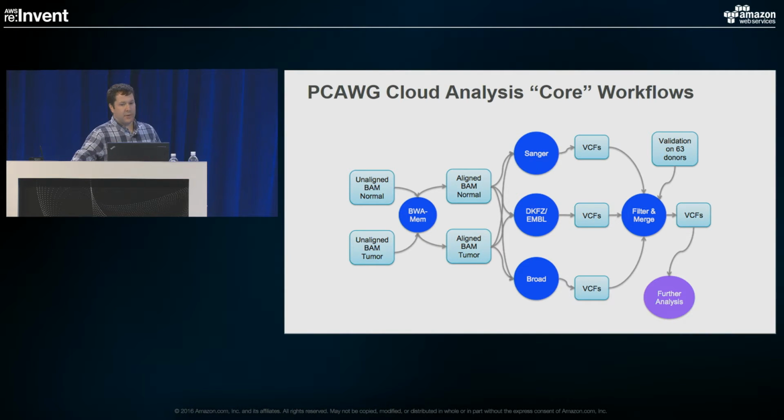In terms of the pipelines themselves, we were trying to establish core analysis pipelines that included BWA-MEM alignment to a standardized genome, and then best practice pipelines that were created with our team and the teams at Sanger, DKFZ, EMBL, and the Broad for calling somatic variants. These variant calls would then be filtered, merged, and consensus called, and that consensus calling process was validated through a 63 donor validation data set. And further analysis was then done downstream of the filtered, merged, and consensus called variants.